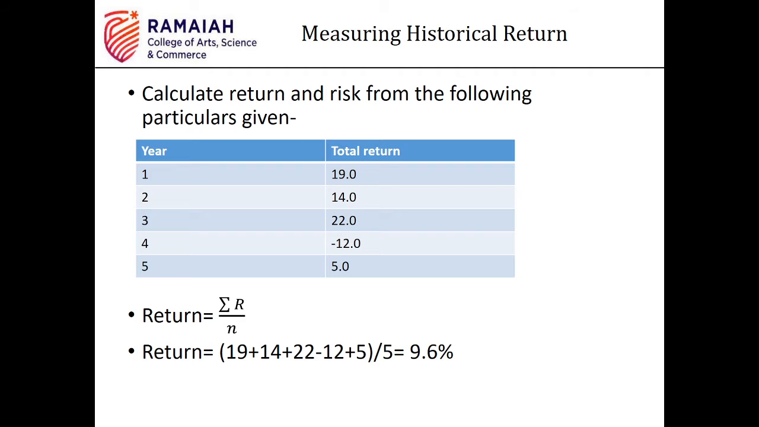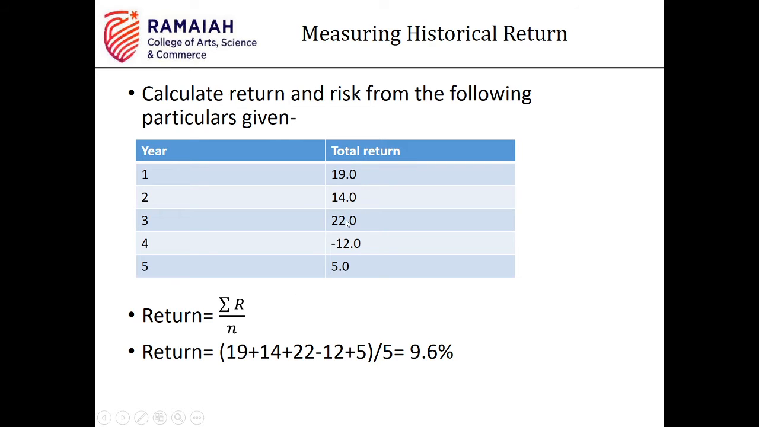These things you would have learnt in your primary schooling. So anyhow, let's just revise it to be on the same page. Return, what is the formula for return? Expected return, it is summation r divided by n. R is nothing but the returns earned over the period, and n is nothing but number of years.